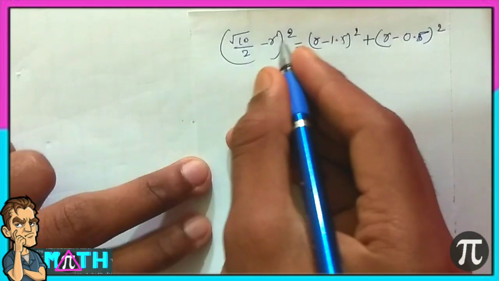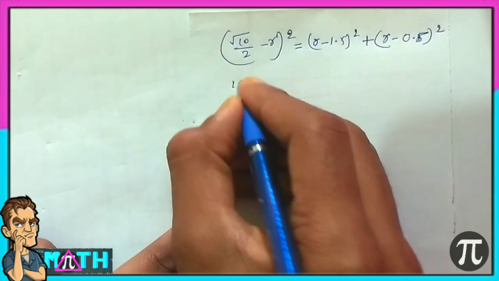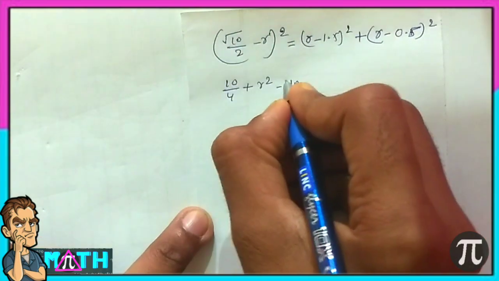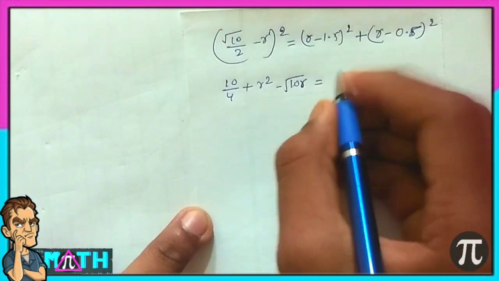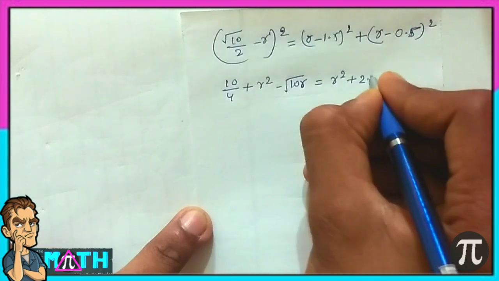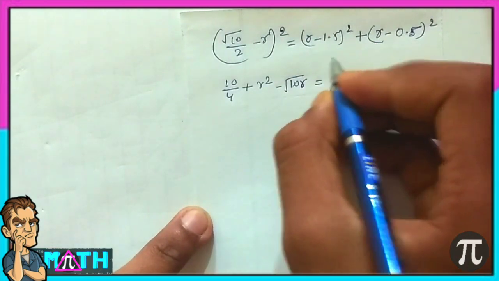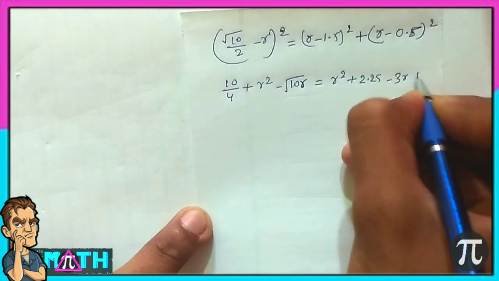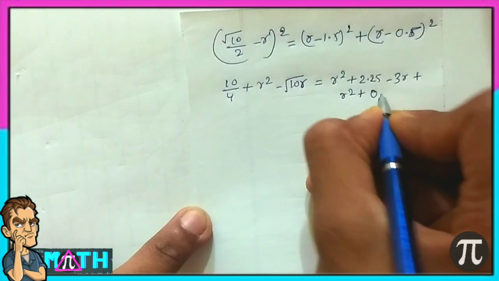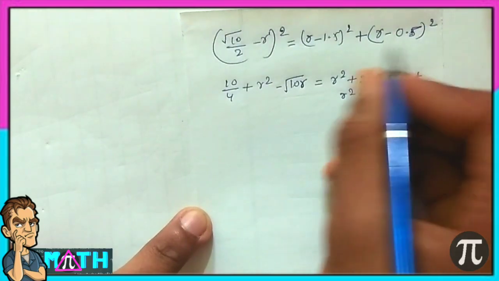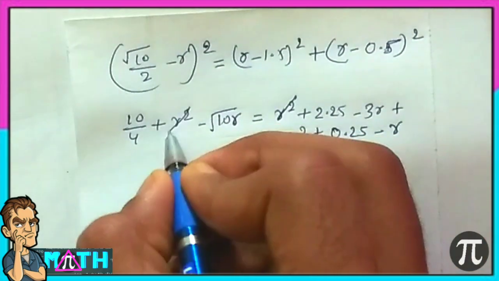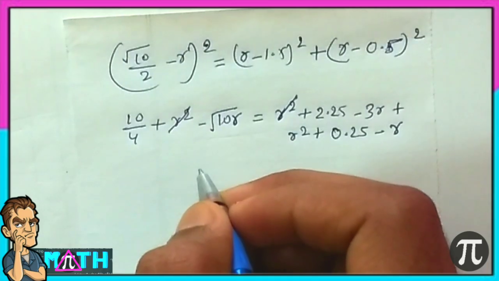So here this is the value of a minus b the whole square, that is 10 by 4 plus r square minus 2ab, and that's going to be minus root 10 r is equal to r square plus b square, that is 2.25 minus 2ab, that is 3r, plus here this is r square plus b square, that is 0.25 minus 2ab, that is r. Now we can cut r square from both sides, and now I'll fast forward the video for the remaining calculations.